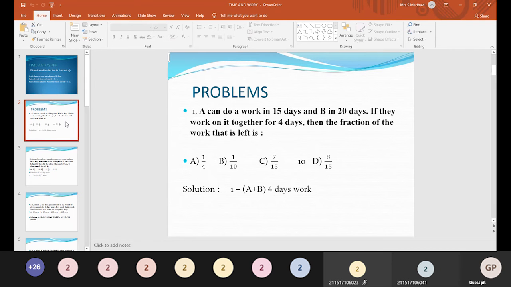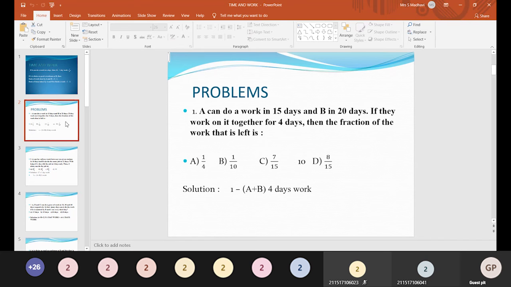The first problem is: A can do a work in 15 days and B in 20 days. If they work on it together for 4 days, we need to find the fraction of the work that is left. The options are 1 by 4, 1 by 10, 7 by 15 or 8 by 15. We need to find the answer.